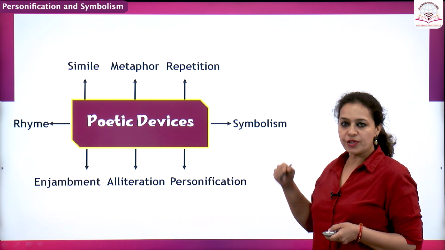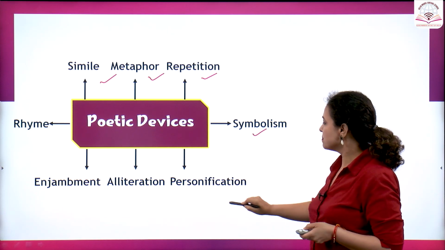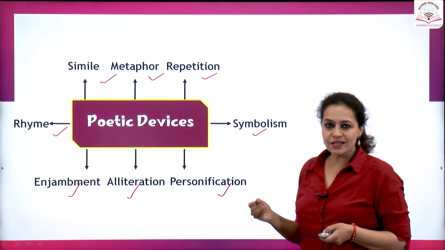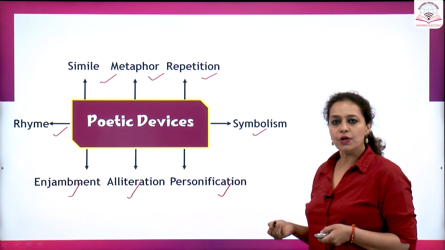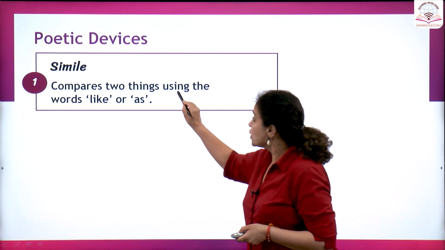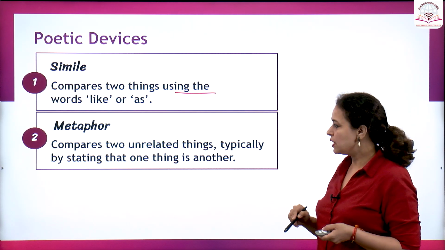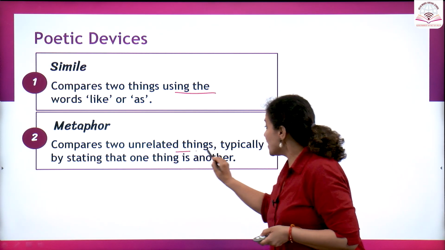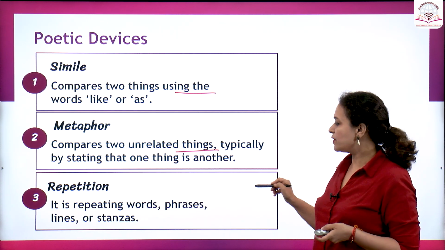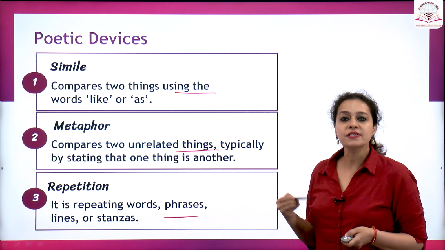We have certain poetic devices like simile, metaphor, repetition, symbolism, personification, alliteration, enjambment and rhyme. We have discussed a few of them in the last video. Let's have a quick recap. First of all, simile. Simile compares two things using the words like or as. Then we have metaphor. Metaphor compares two unrelated things, typically by stating that one thing is another. Then we have repetition. It is repeating words, phrases, lines and even stanzas.